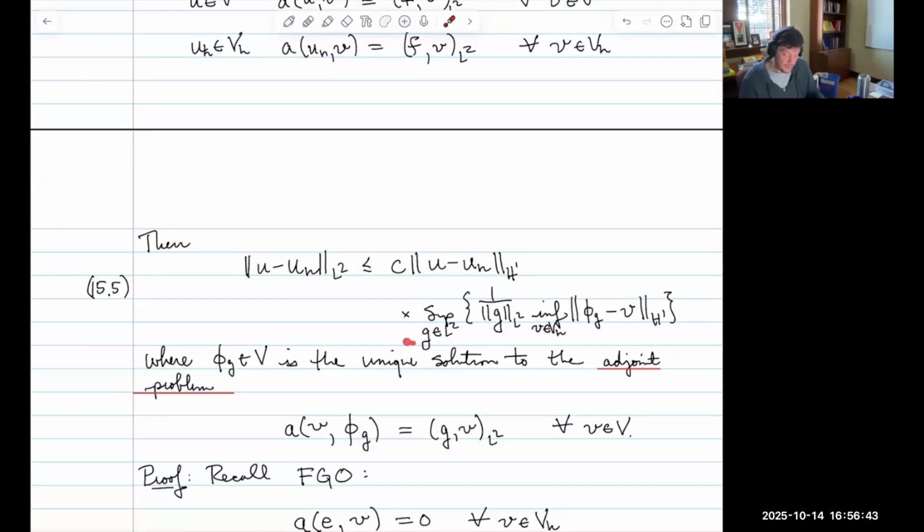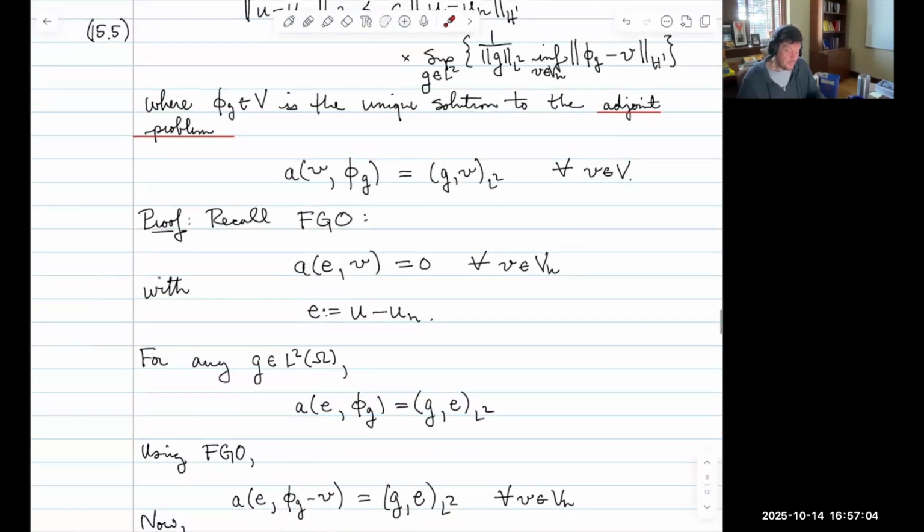Again, this involves something we're going to show later is less than H, but it involves some weird function called phi g, and phi g, given g, is the solution to the adjoint problem here for a given g.